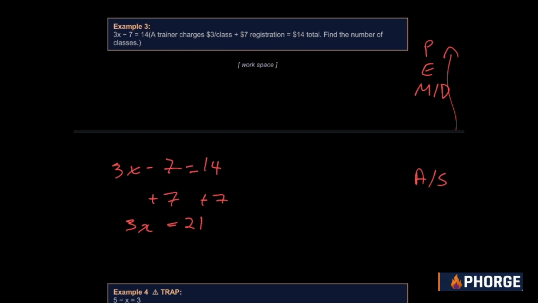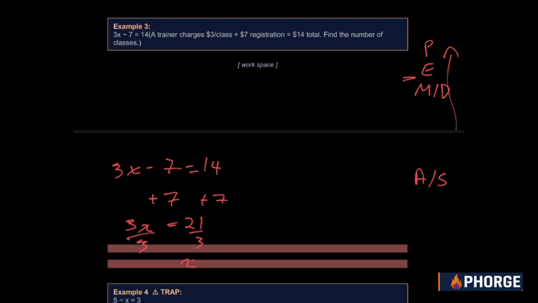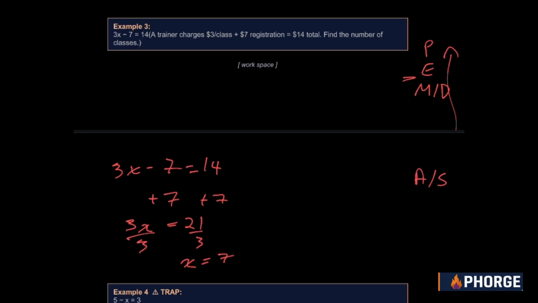So now, do we have any more addition? No. So now we're moving on to multiplication because we're doing 3 times x. So we're going to divide by 3, and now we're looking at x is equal to 7. So we got 7 classes. We can plug 7 back into the equation and check to see if we're right. So 3 times 7 minus 7 is equal to 14.